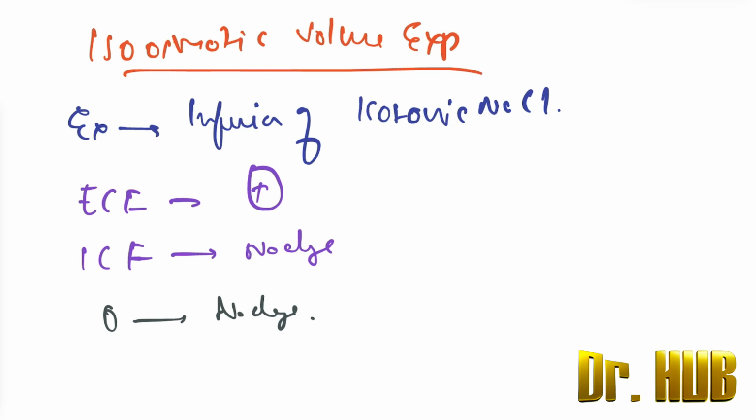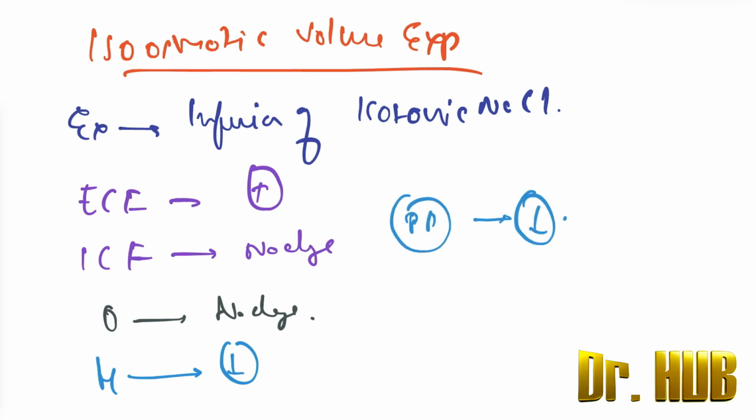Next, in terms of the hematocrit, it is decreased. Then when you look at the plasma proteins, plasma protein is decreased.